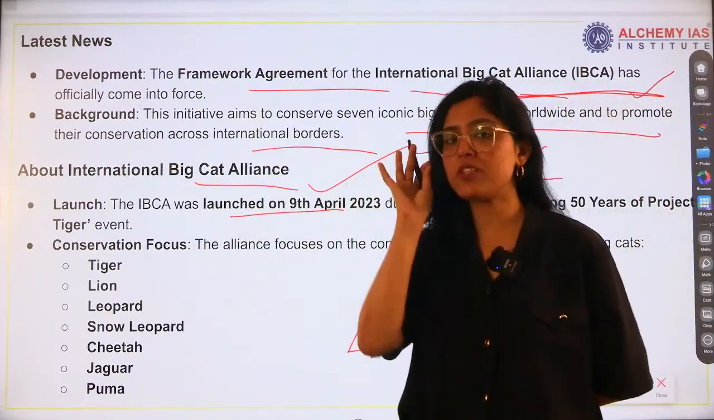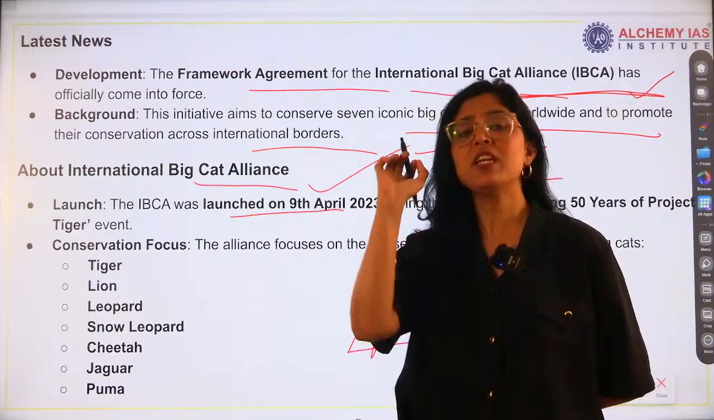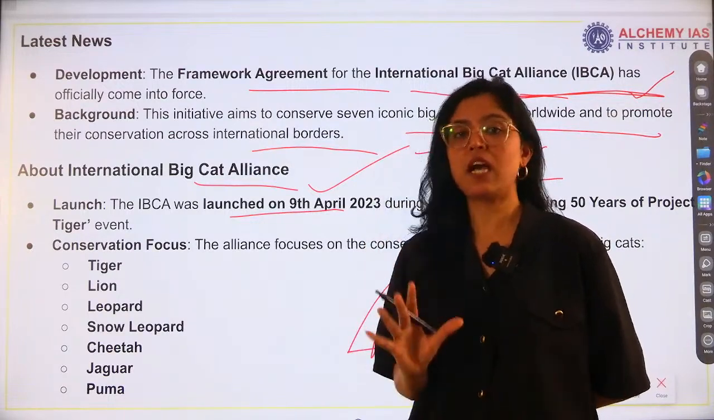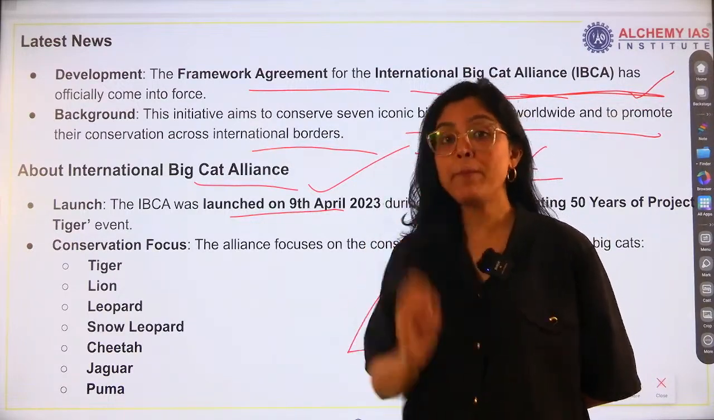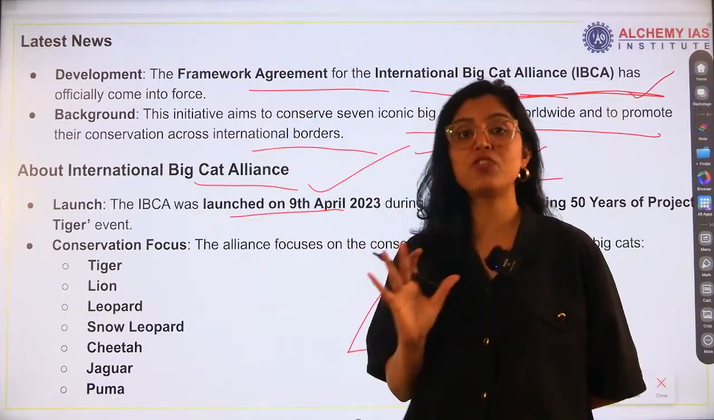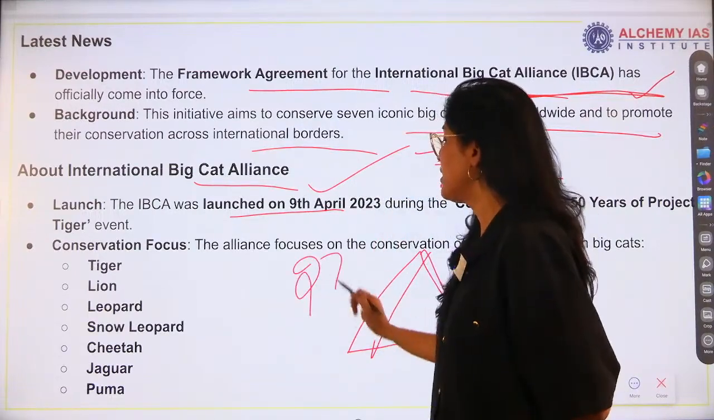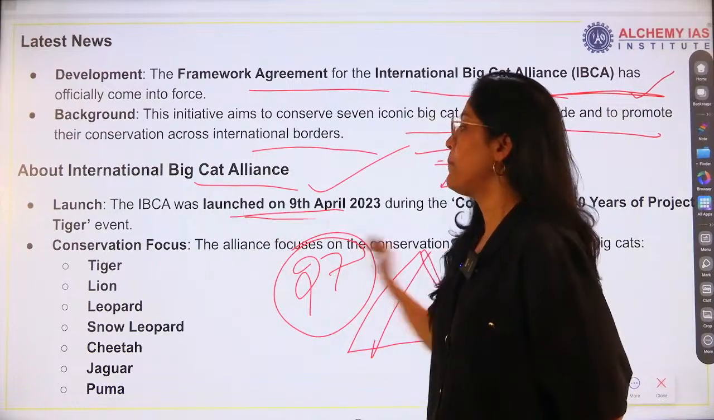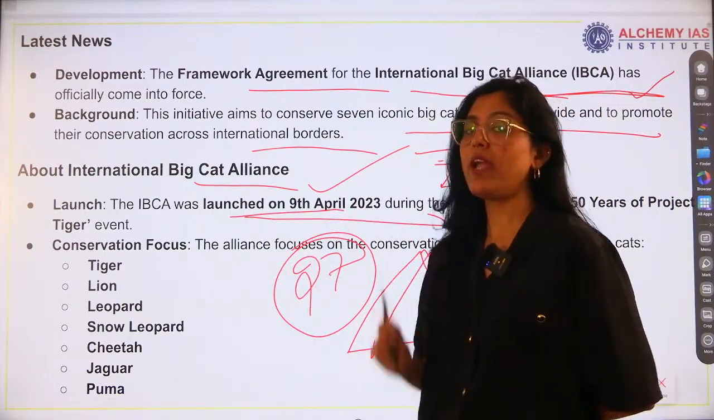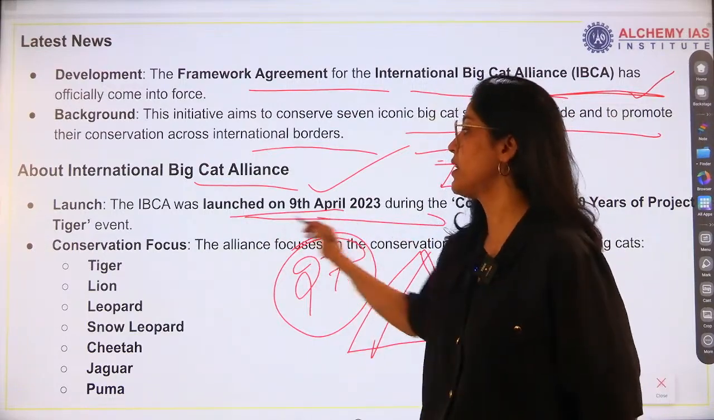27 countries. First, remember the members. Very, very important. This is always asked, the question related to the members of a big international treaty. So how many members are there? 27 countries are members, including India. Why India's position is stronger in this, you will get to know.